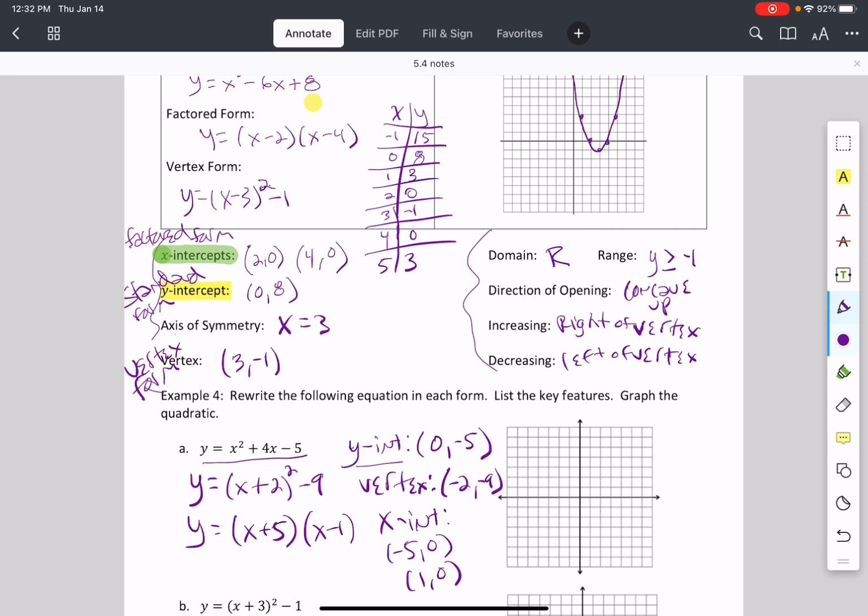What's the easiest way to check your work? Graph it and see if you got it right. Okay, you guys did good. Mariah, what's your question?